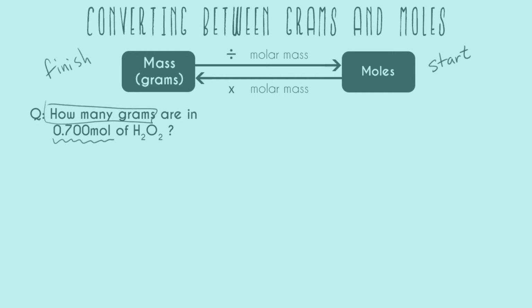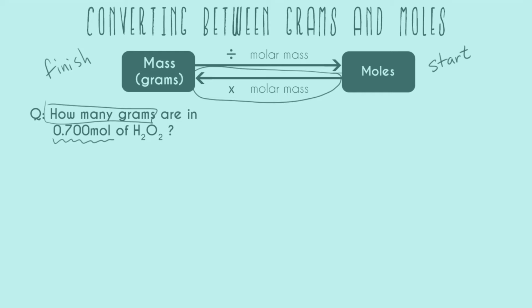Alright, so now that we have our start and our finish, we can create our roadmap for doing this problem, which is to follow our arrow that takes us from one box to another, which in this case is going to be going from right to left, and we're going to multiply by the molar mass. That's how we're going to get our mass.